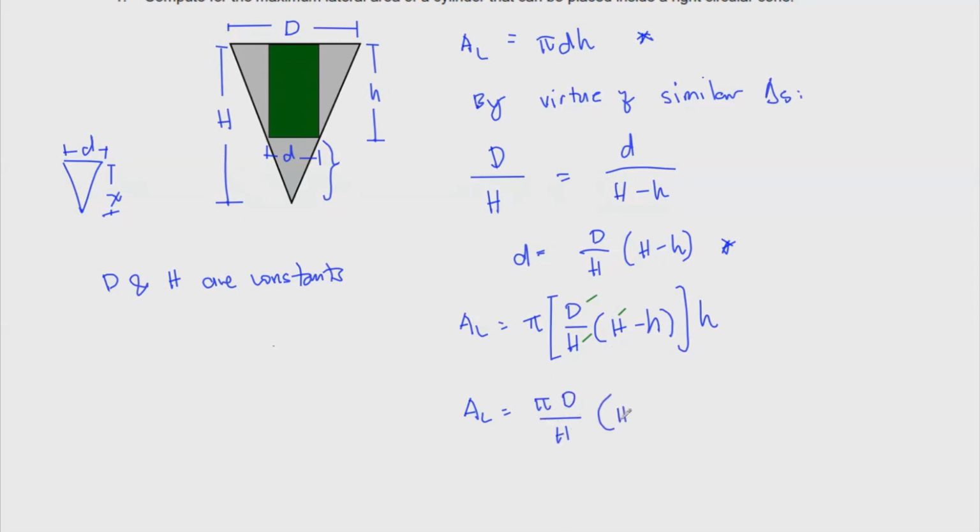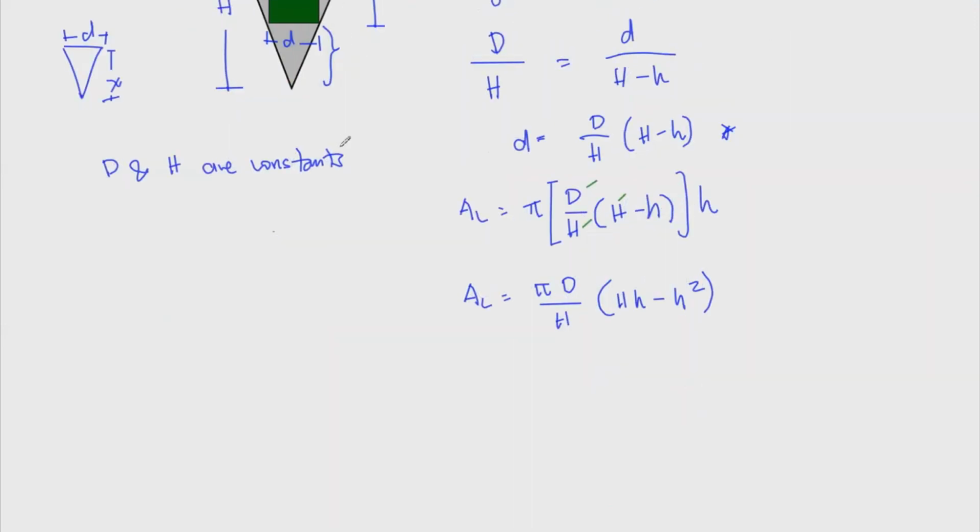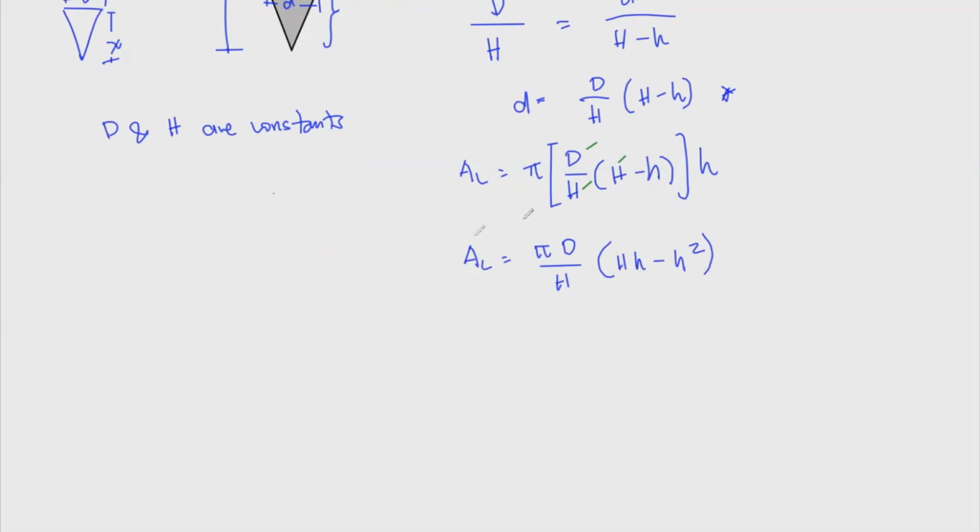So basically, this pi d over h capital are constants, because as I mentioned before, they are fixed because they are the larger value and you're inscribing something on that larger figure. So now that I've factored out the constants, I would just have to take the derivative with respect to the independent variable, which is our h. So that is the derivative of the lateral area with respect to h.